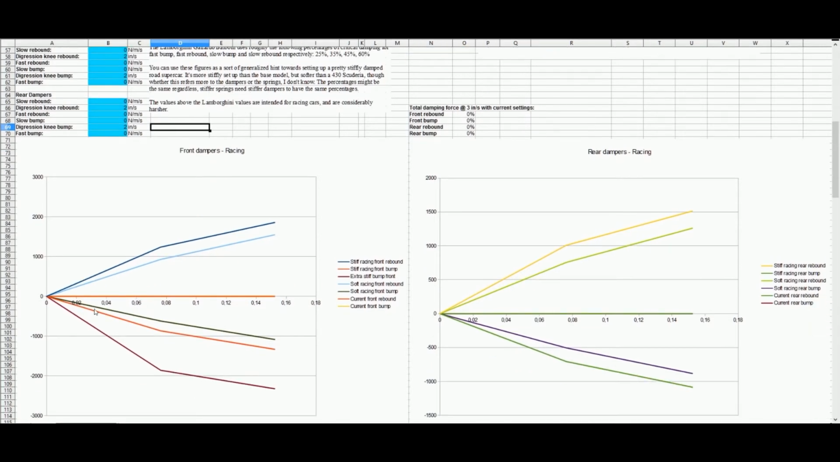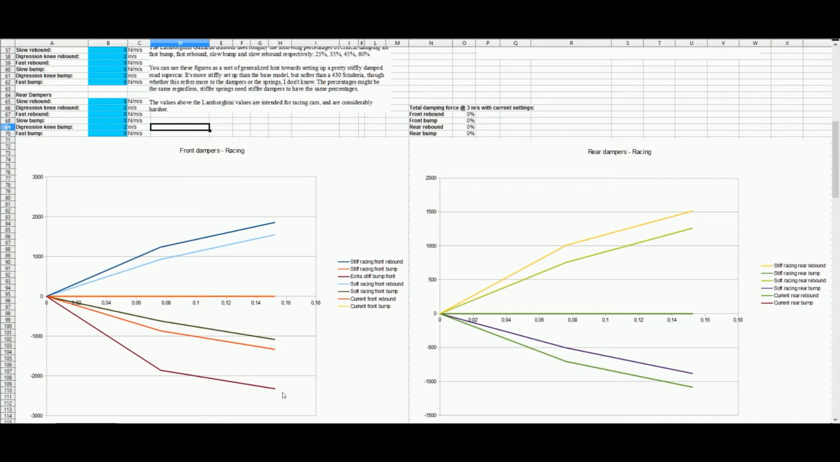And the dark green line here is, or maybe dark brown, I am not completely sure, I'm getting a bit tired, and it seems to be changing the colors around occasionally. But anyway, this line here is the softer racing bump setting. This red line or orange line here is the stiff racing front bump setting.